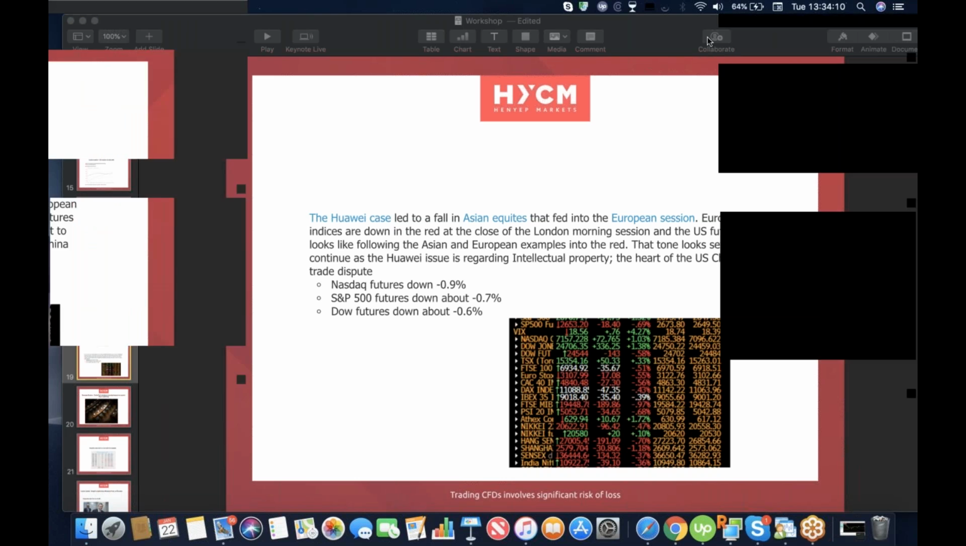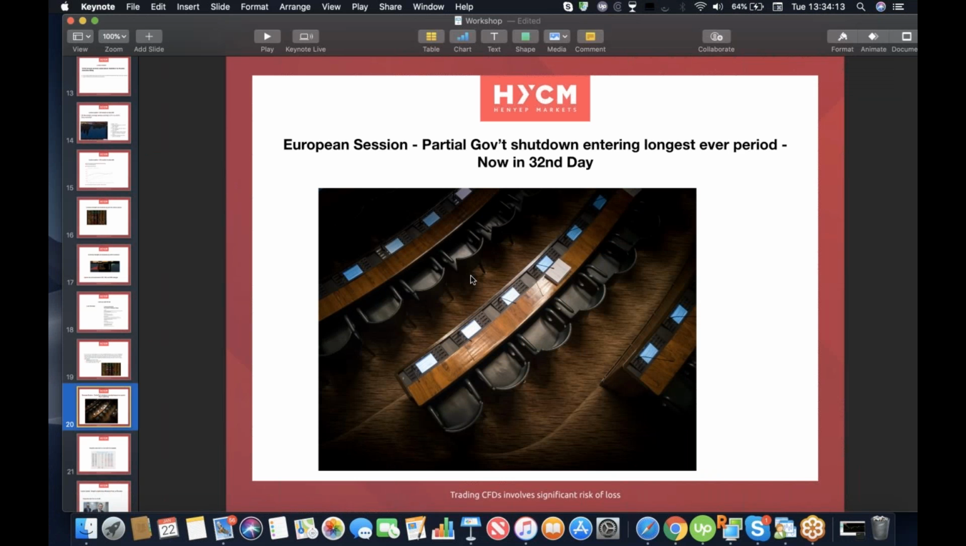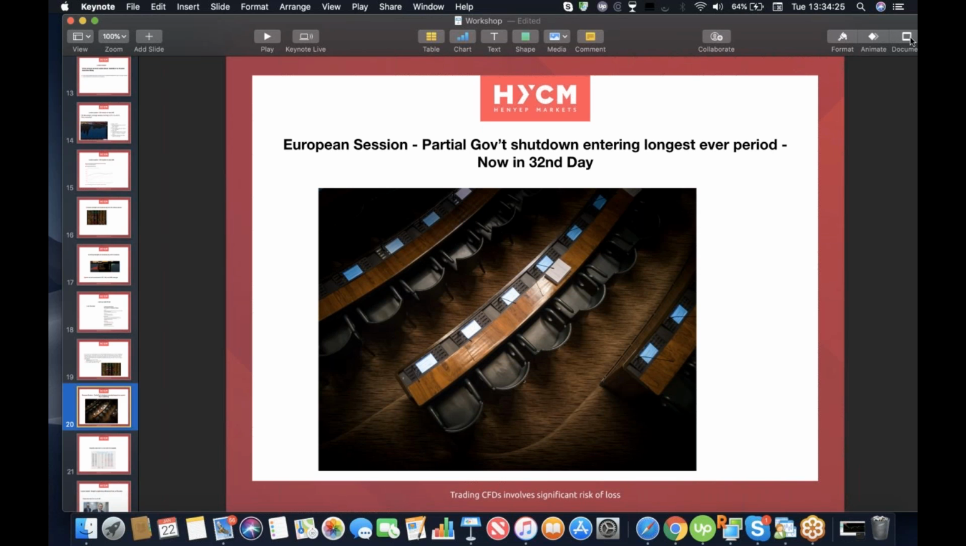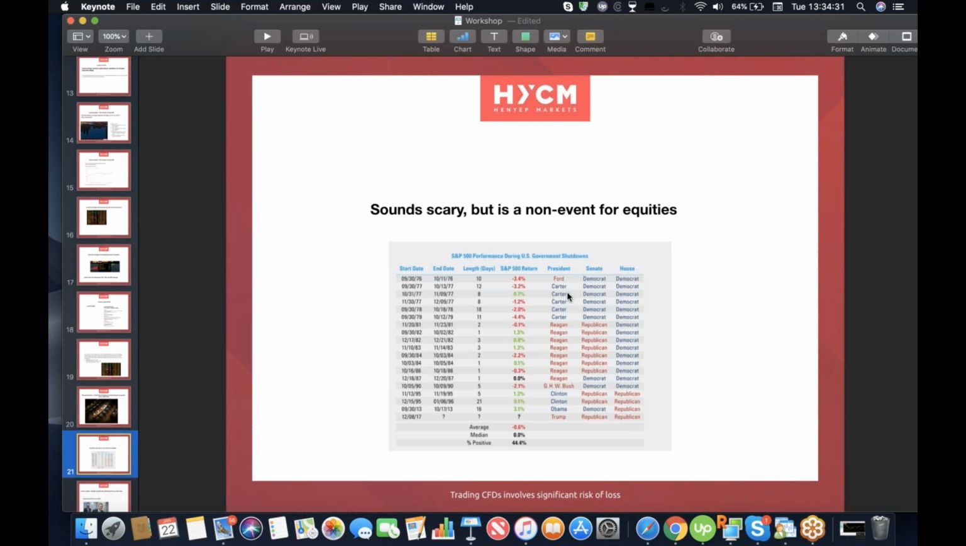Okay, now we go ahead to the European session. Just a reminder that we've got a partial government shutdown in the US, the longest ever period, now in its 32nd day. The general market feeling has been that it's not a big problem, because I showed you this data before: when the US government has been shut down previously, going back to 1976, it has had a negligible effect on the S&P 500 return. So the market has generally said government shutdowns don't really affect the US economy too badly, so we're not going to be too worried about that.